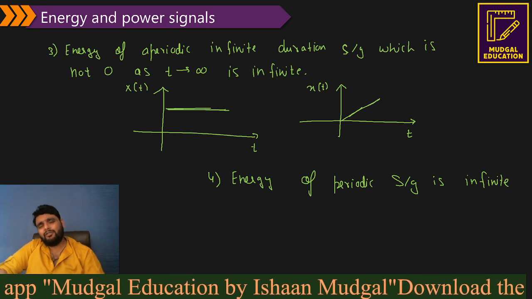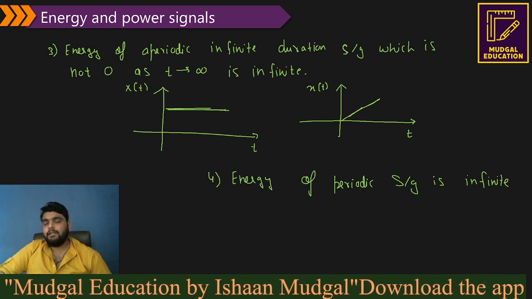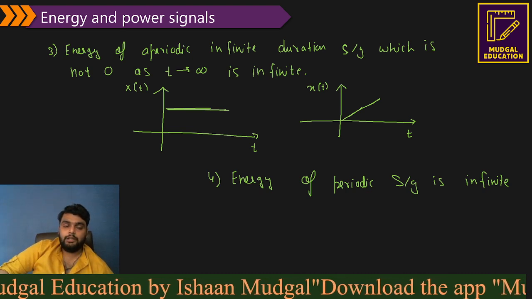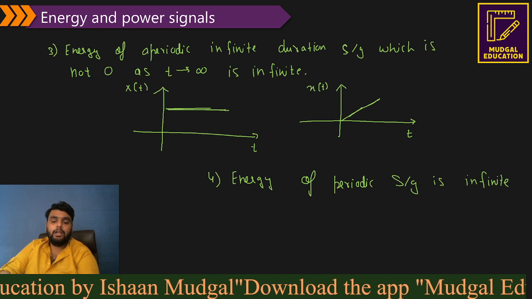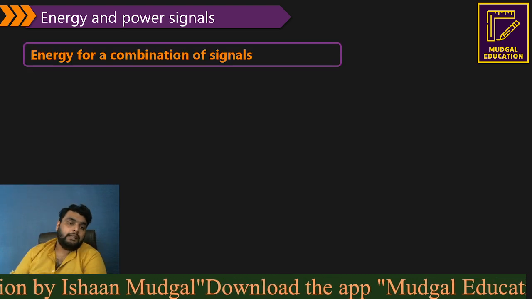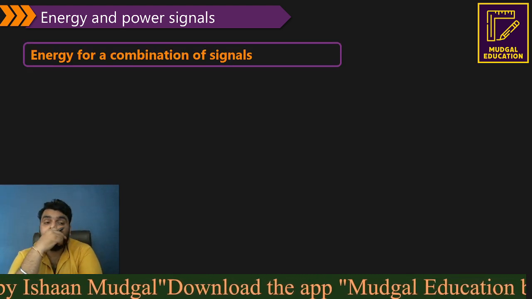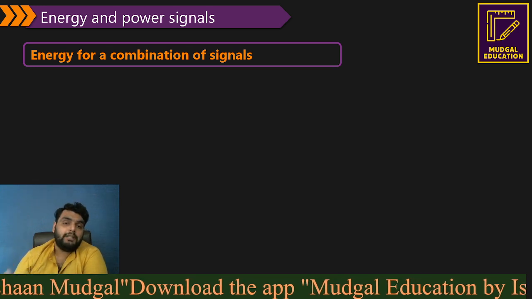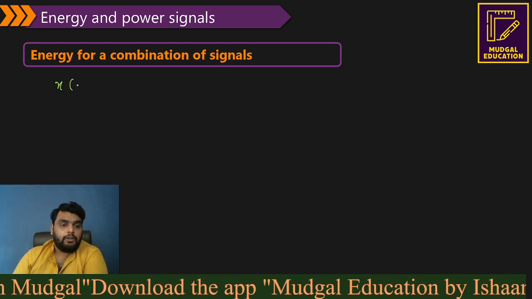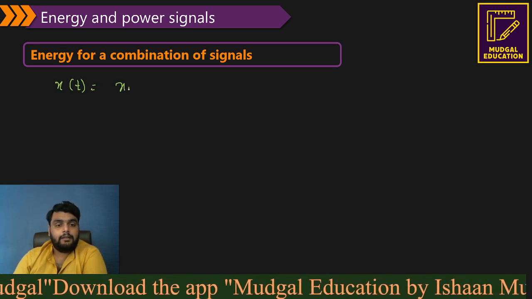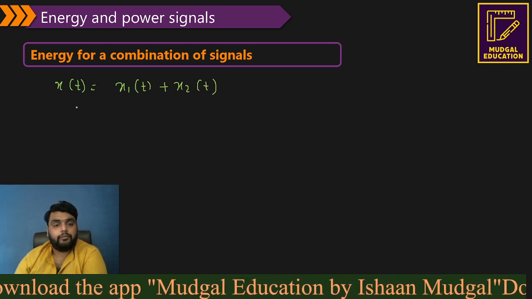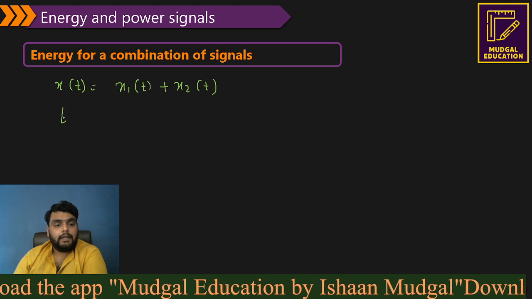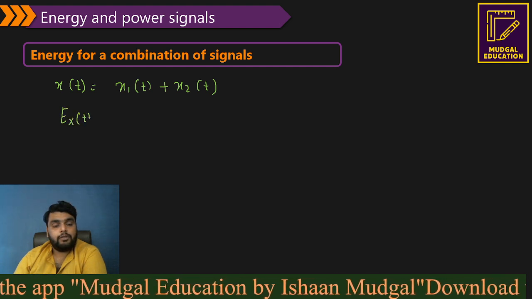Also the impact of shifting and scaling. Once you remember these particular results, you can solve any question of energy of a signal easily. Now the last topic in this scenario is the energy for a combination of signals. Let's suppose I have a signal x(t) is equal to x1(t) plus x2(t). Now if I want to find the energy of x(t), what can I do?